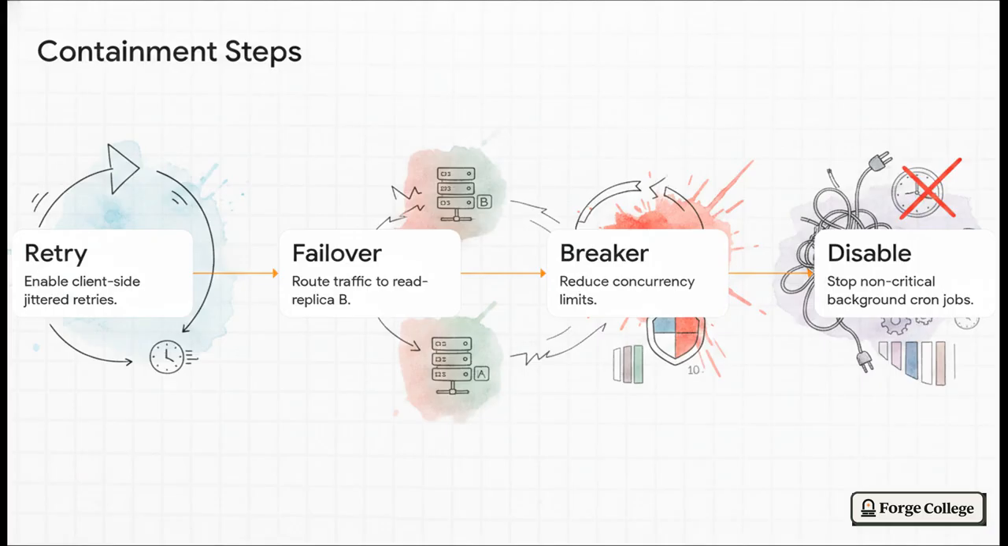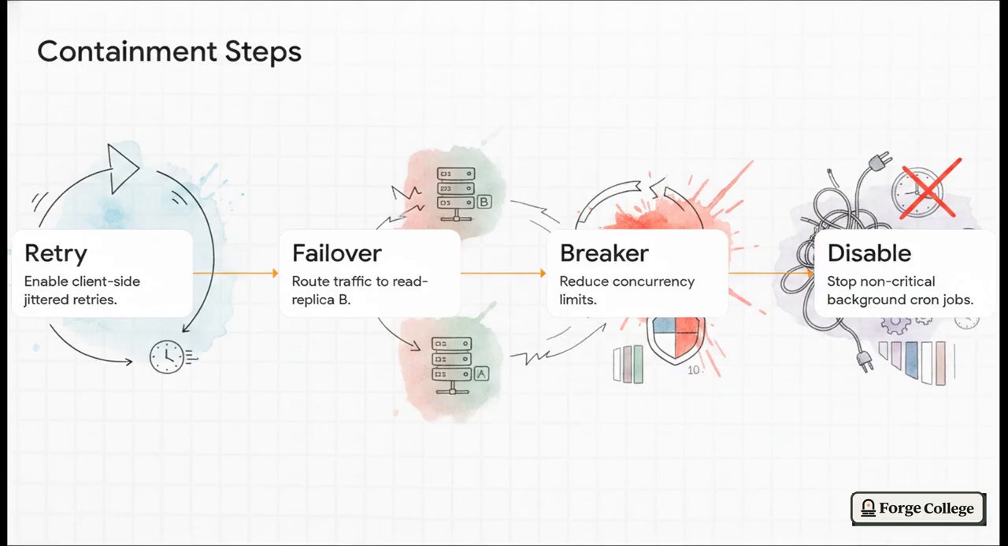Once detection is confirmed, we immediately move to containment, and we order these from least invasive to most invasive. Step 1. Enable client-side jittered retries for idempotent calls, meaning requests that can be safely repeated without causing weird duplicate transactions. Then, wait for your observation window. Didn't work? Okay, step 2. Failover routing to read replica B. Still broken? Step 3. Reduce your concurrency limits to, say, 10 connections. This acts as a circuit breaker.